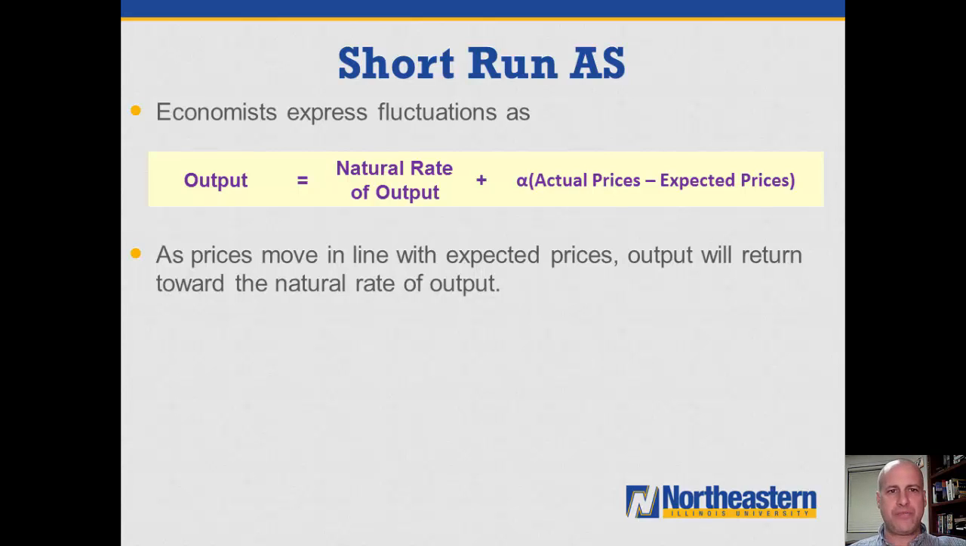So differences in output, fluctuations around the natural rate of output, depend on differences between the actual price level and the expected price level. And when actual prices match long-run equilibrium prices, then output will approach the natural rate of output.